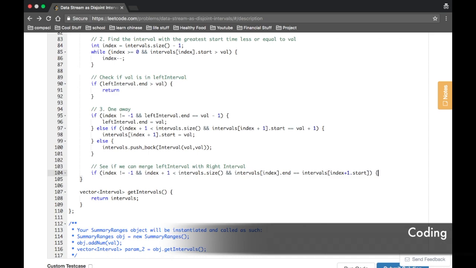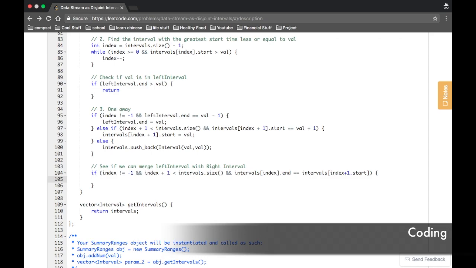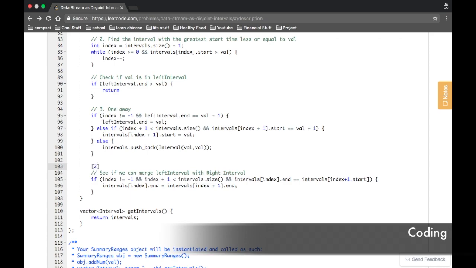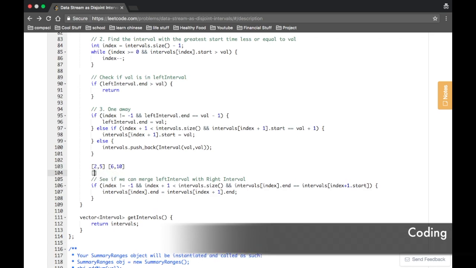And then in this case, if that's true, then we want to merge them, right? So intervals at index.end will equal intervals at index plus 1 dot end, right? So we now set the end. So if we want to merge 2 to 5 and 6 to 10, we want to just take the end of the second right interval and put it into the end of the first interval. So now we make this 2 to 10. That's basically what it does.